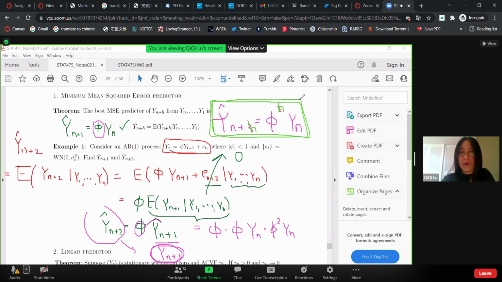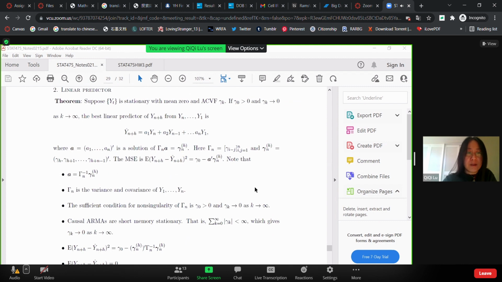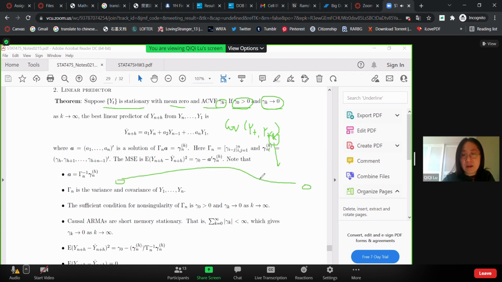Okay, so now the linear predictor. We have a stationary time series with mean zero and autocovariance function gamma(k), where gamma(0) is the variance. If the variance is positive and your ACVF, the autocovariance, goes to zero as k goes to infinity, it means you have correlation between y_t and maybe y_{t-1} or y_{t-2}, but when k goes to infinity, so two observations far away from each other, the correlation just goes to 0.